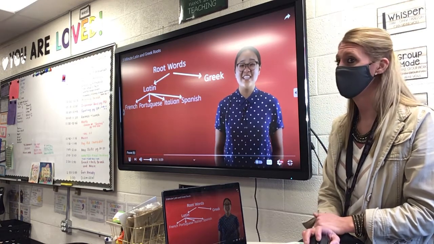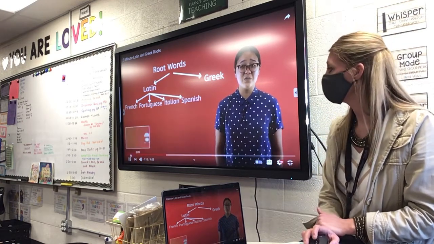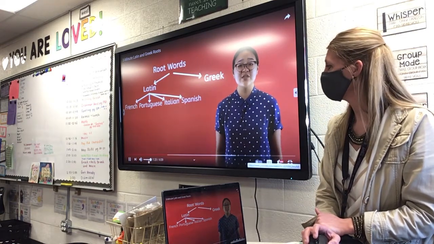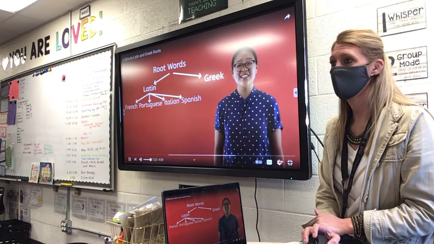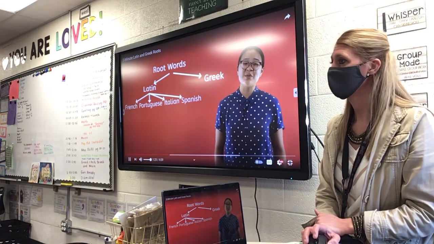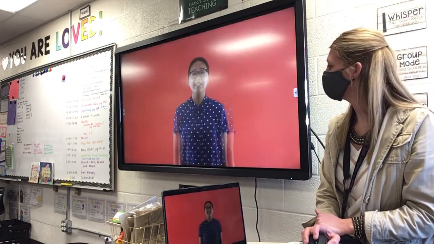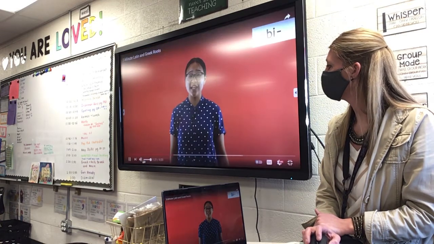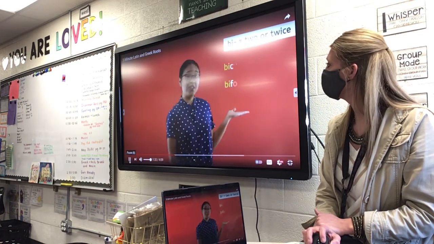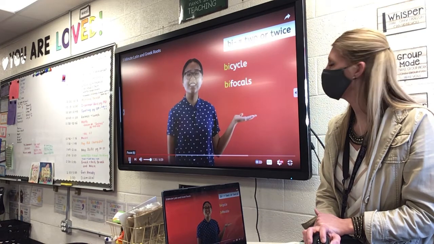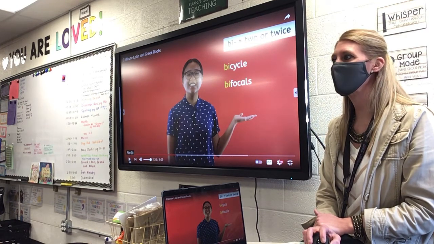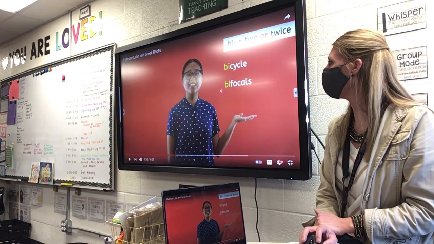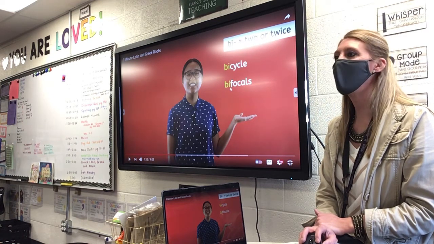Be careful though. Not all root words are words by themselves. Many need prefixes or suffixes to be actual words. Let's look at some examples of root words. The root word bi is Greek for two or twice. Can you figure out how to read these words then? Bicycle. Okay, what are these words? Bicycle, bifocals. Let's sound it out.